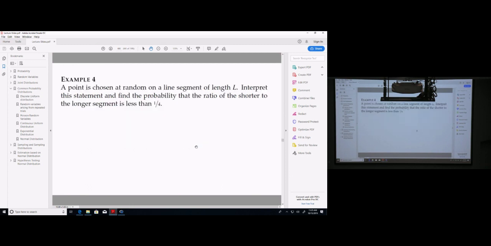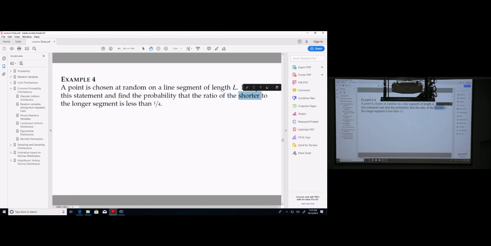Okay, a point is chosen at random on the line segment L. Interpret this statement and find the probability that the ratio of the shorter to the longer segment is less than a quarter. Now, you see the subsequent slide. The calculation is a little bit difficult, not because of the problem, but because there are different situations, since it is always the shorter one over the longer one. So it depends on the break point of the line.